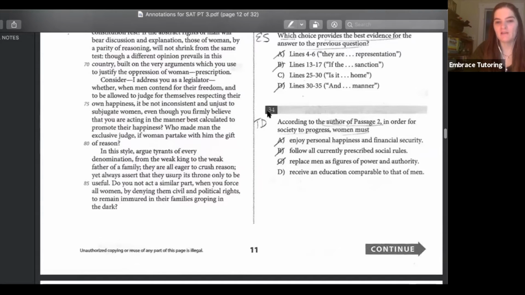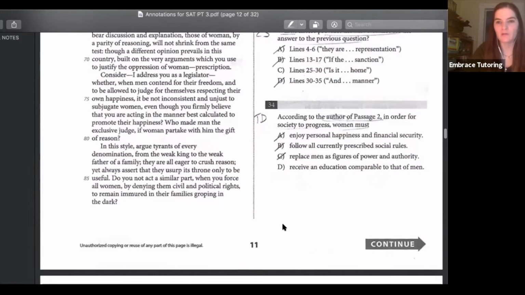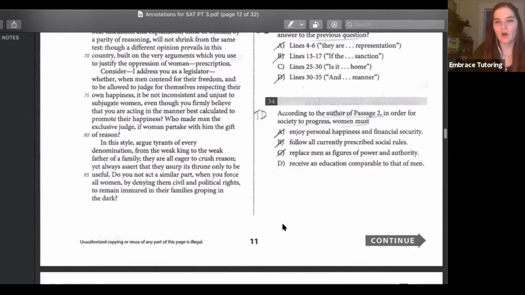Looking at question 34, it's saying, according to the author of passage 2, in order for society to progress, women must receive an education comparable to that of men. That's ultimately what she's calling for, and that's what this argument is about. Whereas the previous author is saying, even though we are making progress with education and instruction towards reason, it's still the place of women to stay at home. Whereas Mary Wollstonecraft is calling for an education comparable to that of men for women.